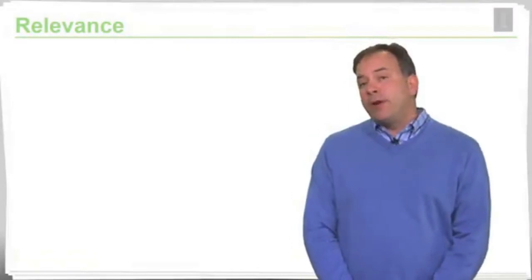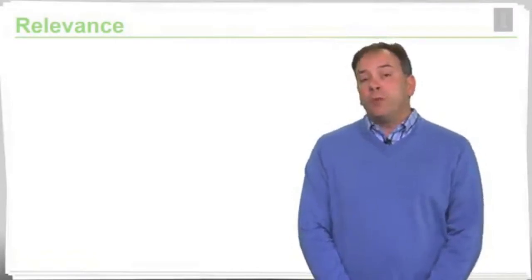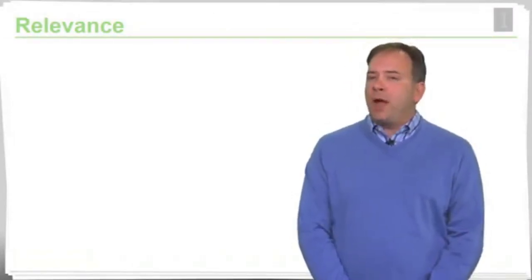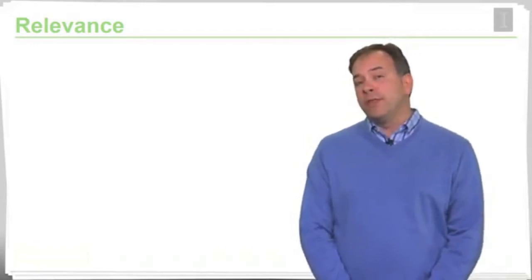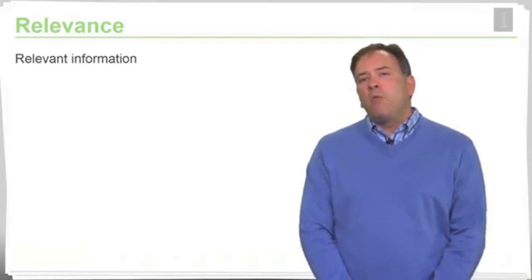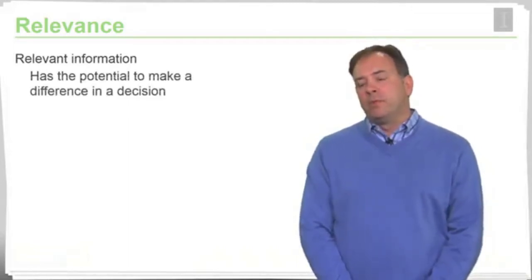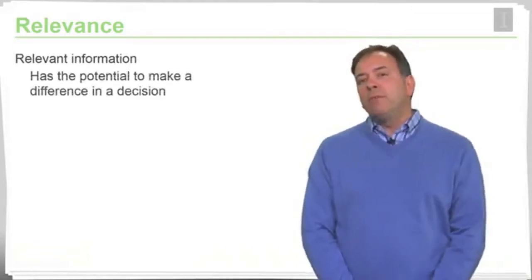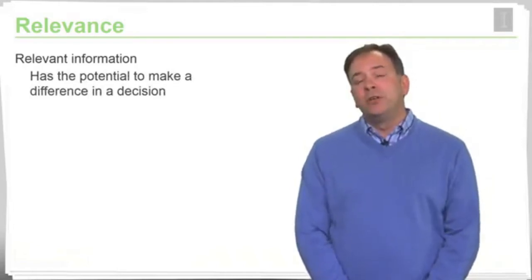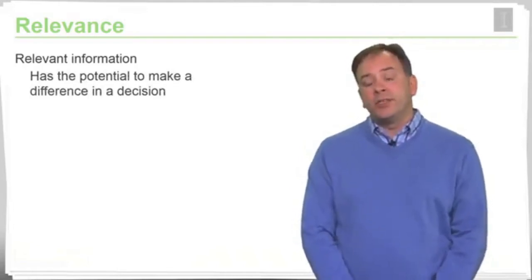To facilitate operational and other decisions, of course, we need information. And the primary attribute that we're most concerned with is whether or not that information is relevant. Now, what is relevant information? Well, loosely defined, relevant information basically has the potential to make a difference in a decision.